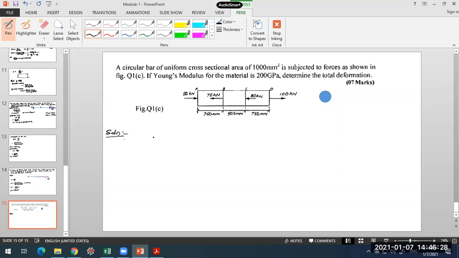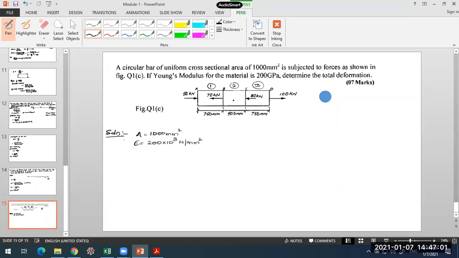Okay, so here what we are given is A is 1000 mm square, and E is 200 into 10 raised to 3 Newton per mm square. Now L will keep on changing, so I have to consider each segment separately. Let us take this as our first segment, the second segment, and the third segment over here. We'll consider each of them separately.